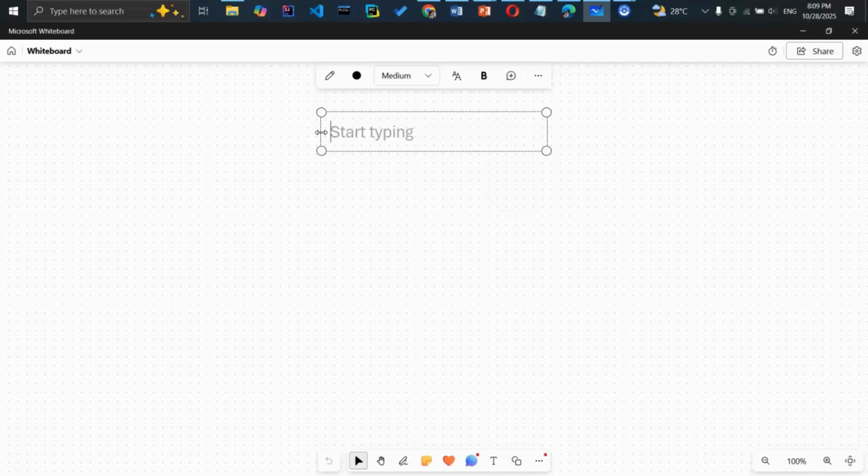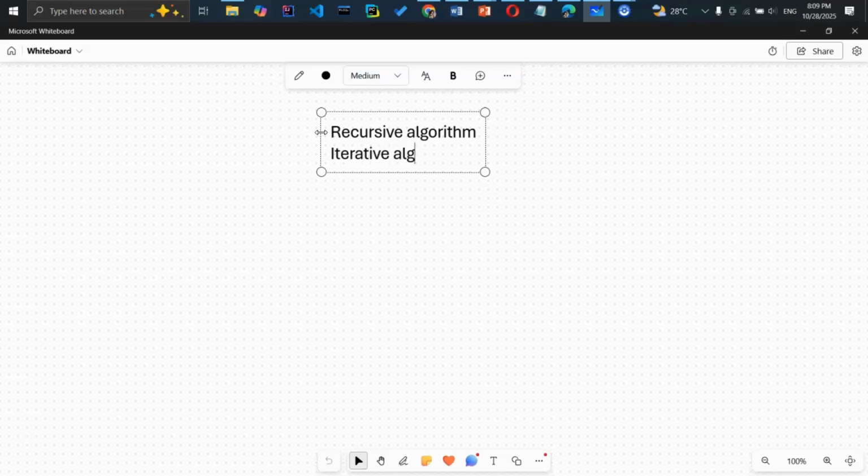First, we should learn about recursive and iterative algorithms, which are types of algorithms, right? We have two types of algorithms. What are they? Recursive algorithm and iterative algorithm. These are the types of algorithm, right?